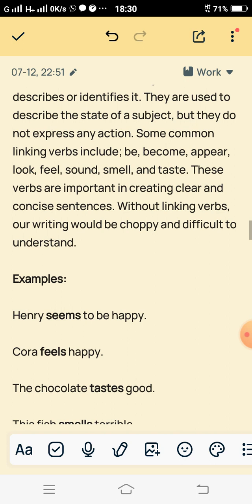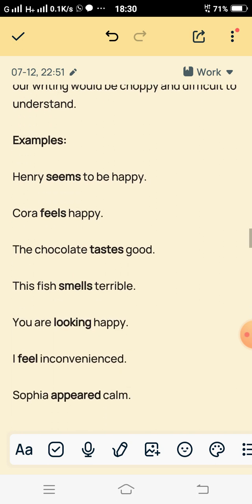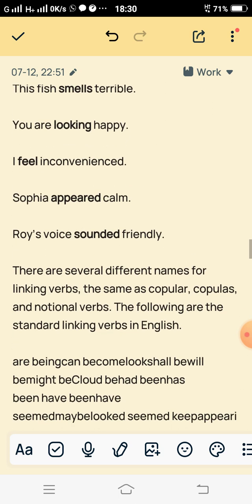Henry seems to be happy. Core feels happy. The chocolate tastes good. The fish smells terrible. You are looking happy. I feel inconvenienced. Sophie appeared calm. Roy's voice sounded friendly.